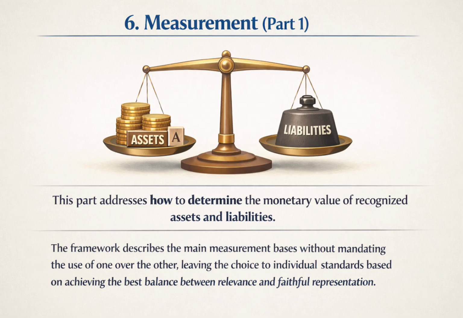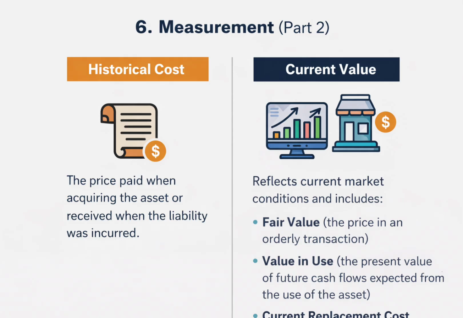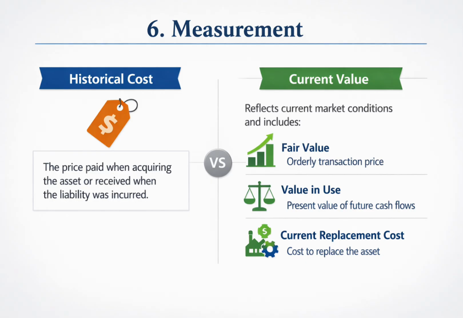6. Measurement. This part addresses how to determine the monetary value of recognized assets and liabilities. The framework describes the main measurement bases without mandating the use of one over the other, leaving the choice to individual standards based on achieving the best balance between relevance and faithful representation. The most important measurement bases are historical cost, the price paid when acquiring the asset or received when the liability was incurred. Current value reflects current market conditions and includes fair value, the price in an orderly transaction, value in use, the present value of future cash flows expected from the use of the asset, and current replacement cost.